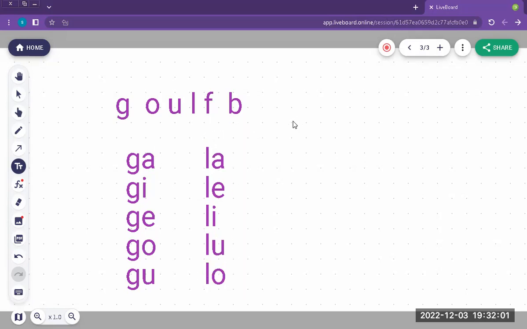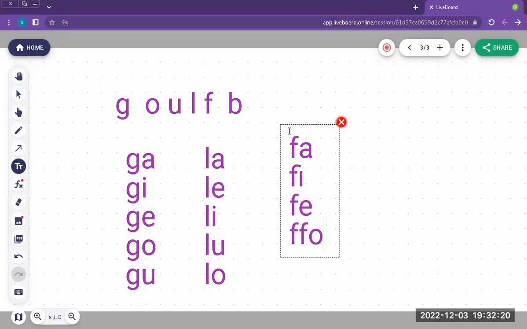Okay, lollipop. And we have the letter fa: a, fa. I, fi. E, fe. O, fo. A, fa. Okay, let us do a good example here.